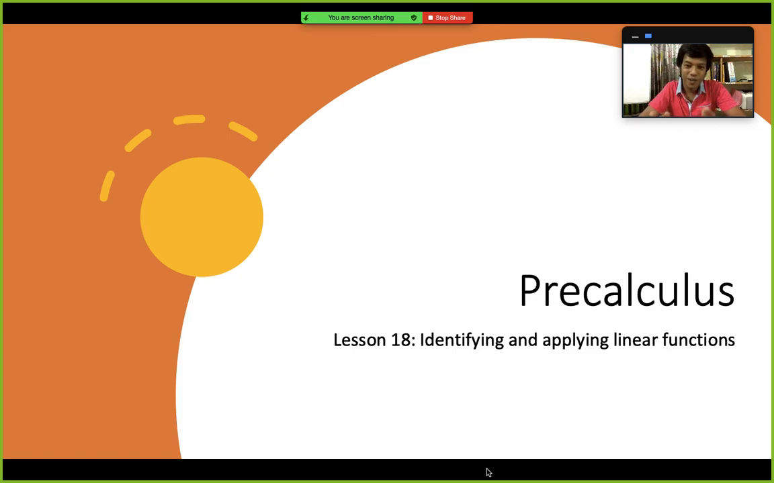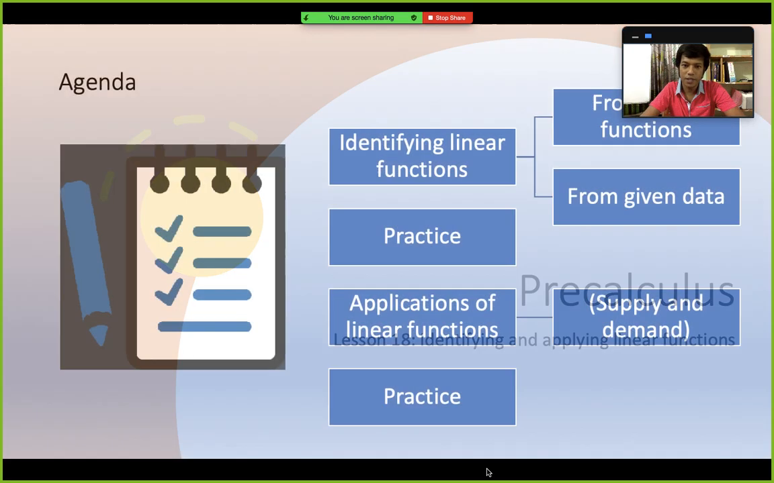All right, so welcome to our pre-calculus lesson 18, which is related to identifying and applying linear functions. Already you have seen linear functions. Now this is some extension on that. Okay, let's look at the agenda.